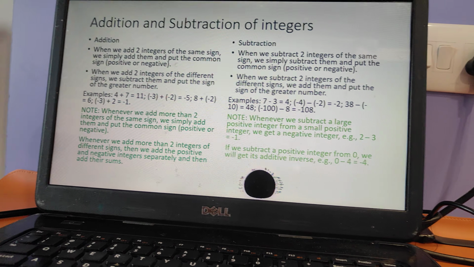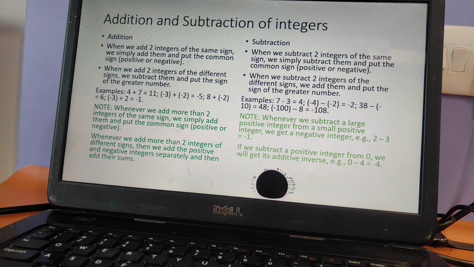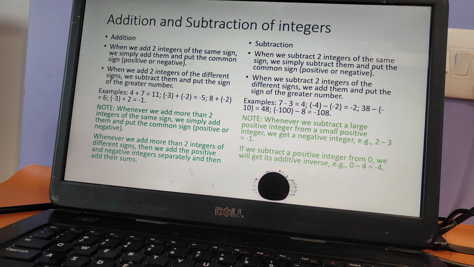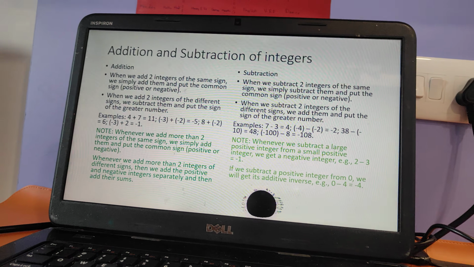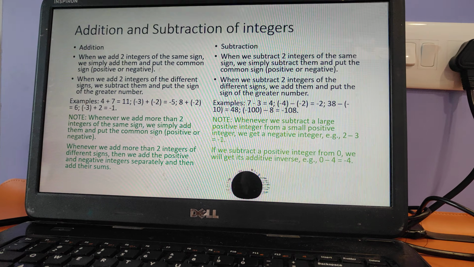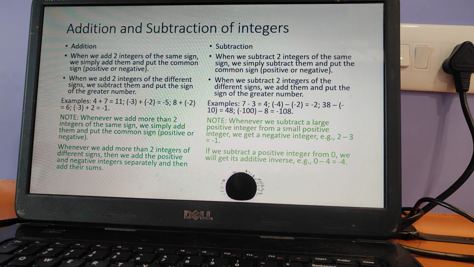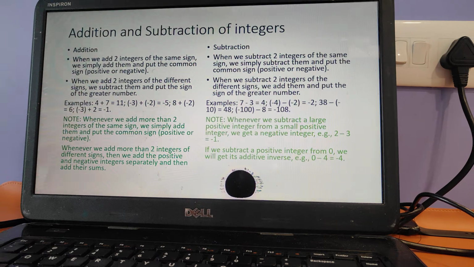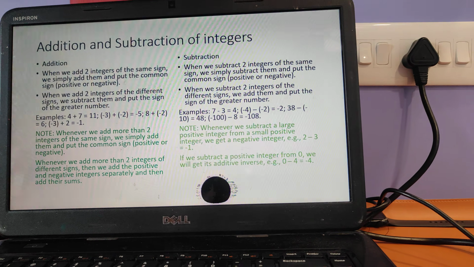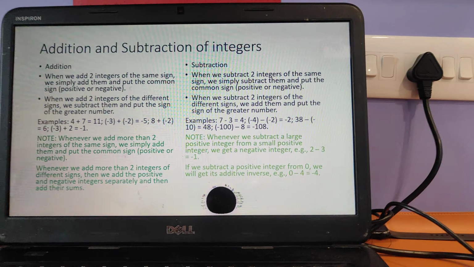So minus 2. 38 minus in bracket minus 10. Open the brackets. 38 plus 10, 48. 38 is more than 10 and is positive. That is why 48. Minus 100 minus 8. Open the brackets. Minus 100 plus 8... minus 108. 100 is more than 8 and is negative. So minus 108.